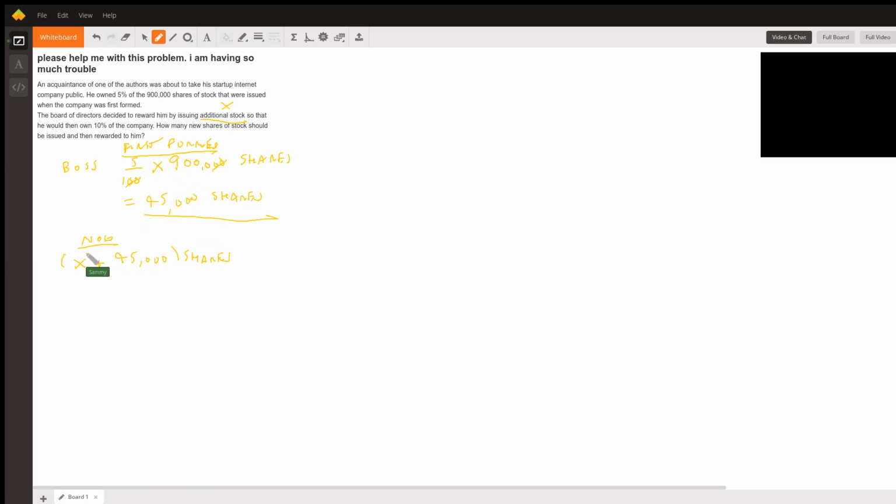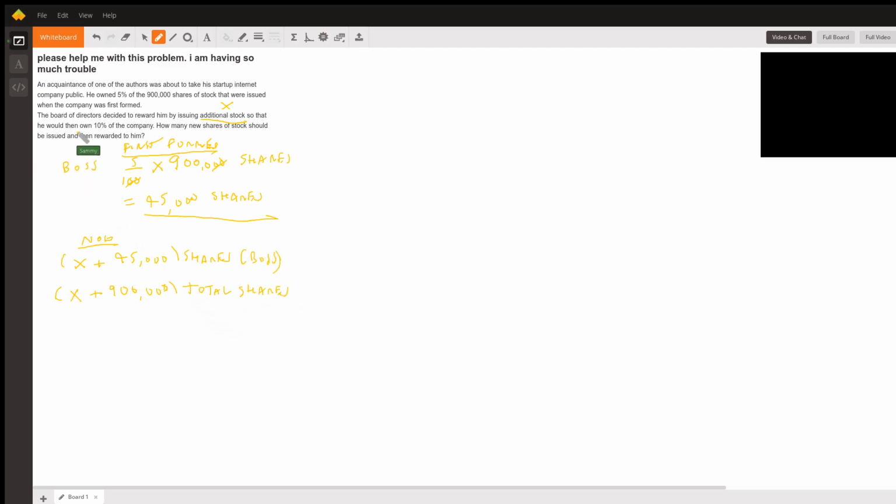Now if we add X shares to what he had initially, we also have to add that to the total amount. So really, the total shares would be X plus 900,000. And this is the shares that the boss has.